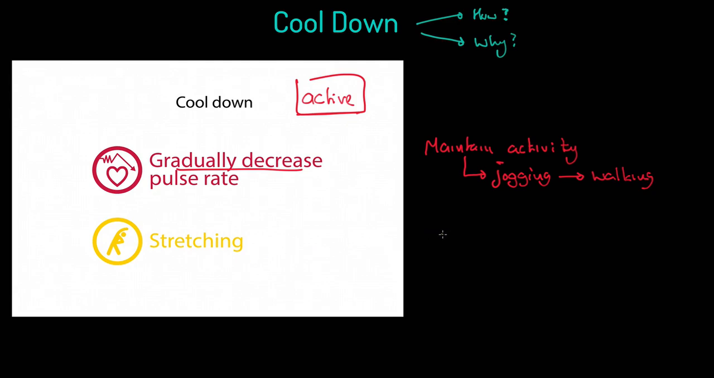Now the stretching again is an interesting one. Generally speaking, people are going to do static stretches in the cool down. There are exceptions to that, but that's a general point, static stretches. And generally speaking, people tend to hold the stretches for longer holds.